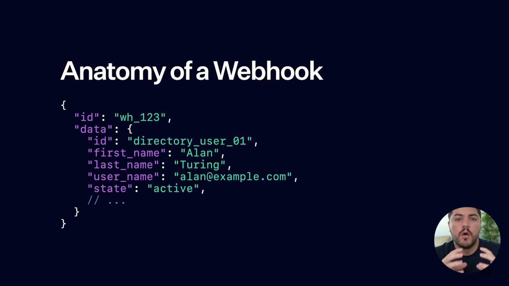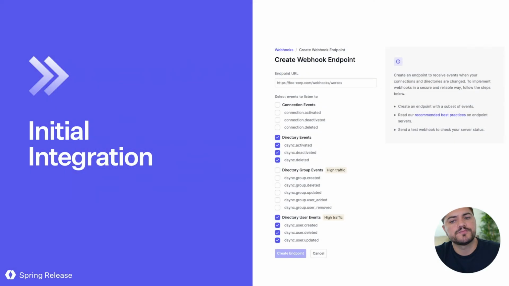And this is the anatomy of a webhook. You get only what changed. In this example, we have a new user that is coming in, and we can see the state, the first name, last name of that user. And now with that object, I can just propagate the changes to my UI or to my database.